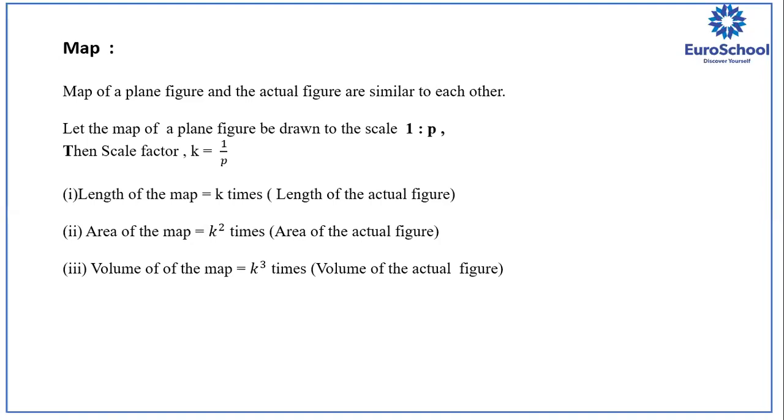Any doubt here? No, ma'am. Anisha, do you have a doubt? Yes, ma'am, I have one doubt. In the scale factor, k is equal to 1 by p. Yes. What is p? Okay, fine. Suppose I'm reducing a sheet by half. What is my scale factor here? 1 by 2. Yes, so that p denotes that value. k is my 1 by 2.